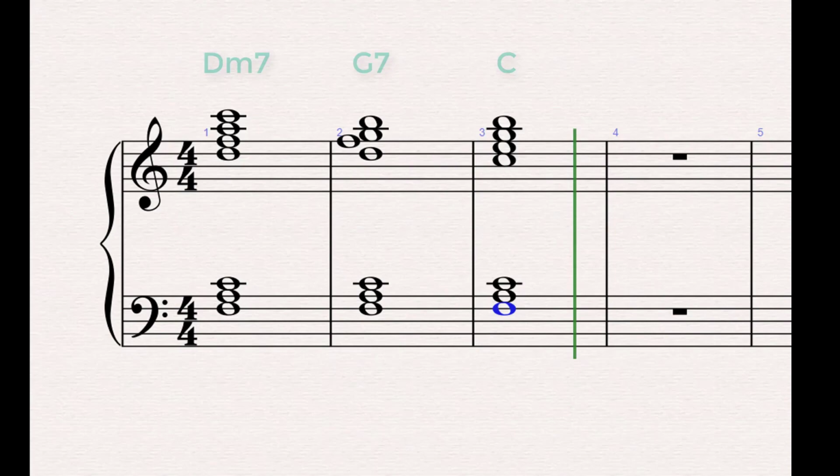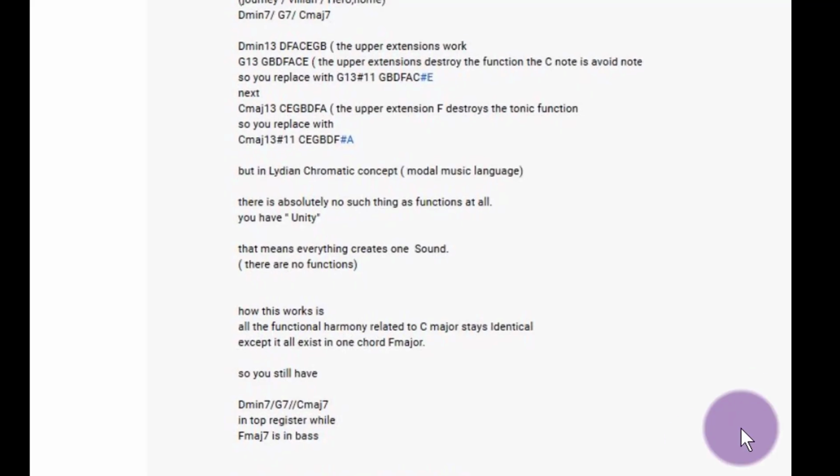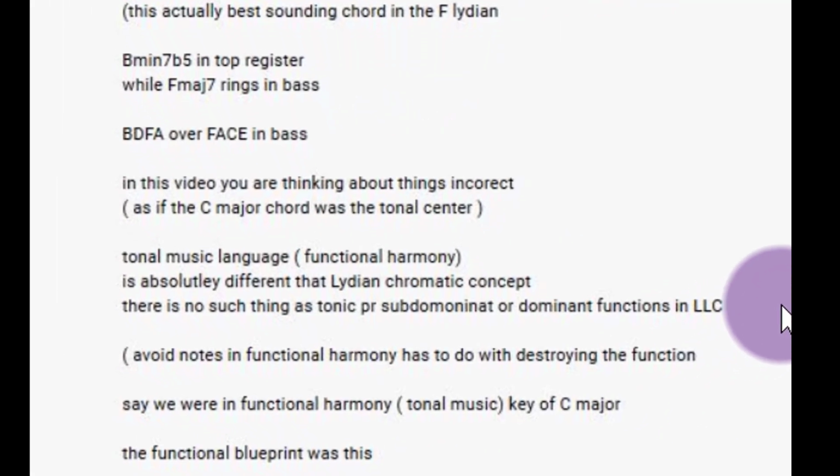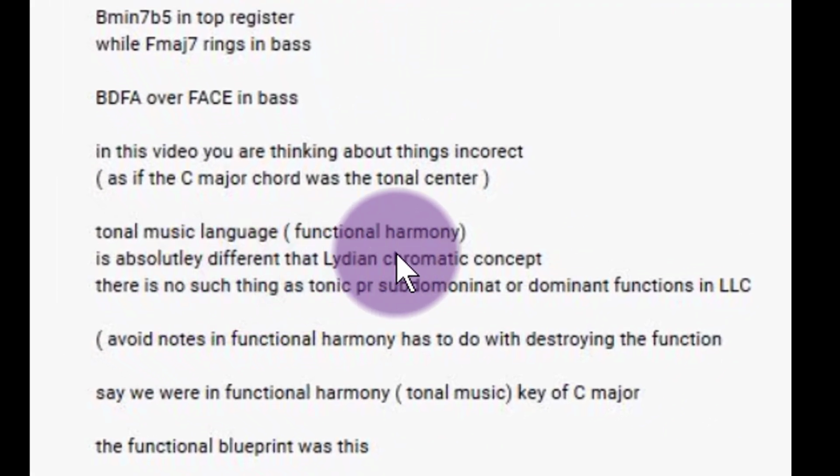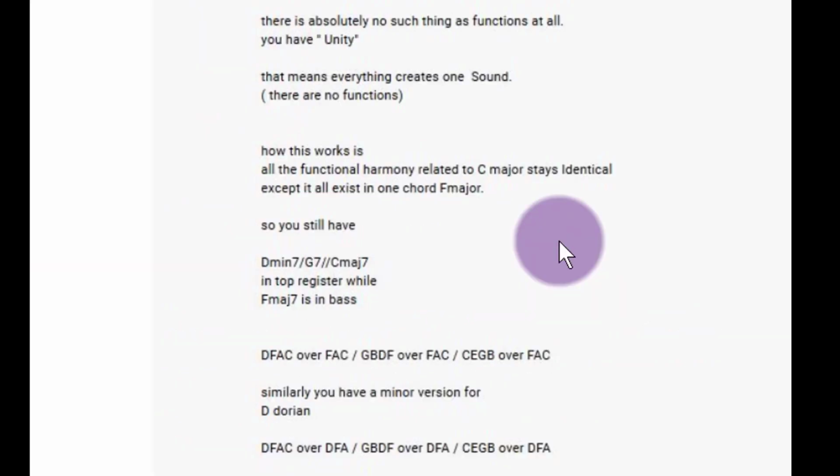But the Lydian Chromatic Concept does. I don't actually agree with what he says here, where he says it's absolutely different, that there's no such thing as tonic or subdominant. When Russell talks about horizontal music, he's saying it's all progressing to a certain tonic station, and that's kind of a bad thing. Each chord is not in unity.